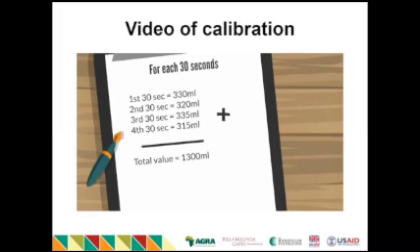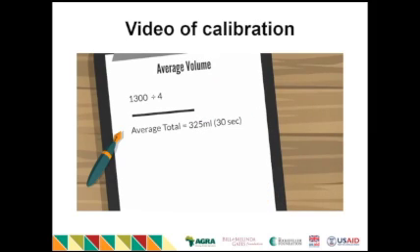Next, we have to work out the average volume. How we do this is we divide the total by the number of times we measured. So 1,300 divided by 4 gives us an average of 325 milliliters.